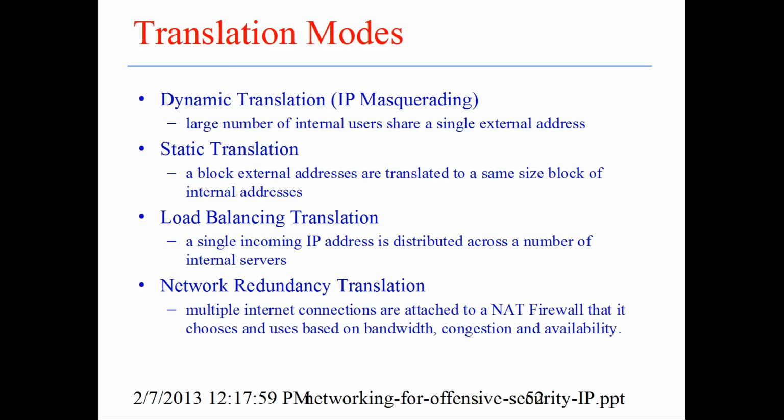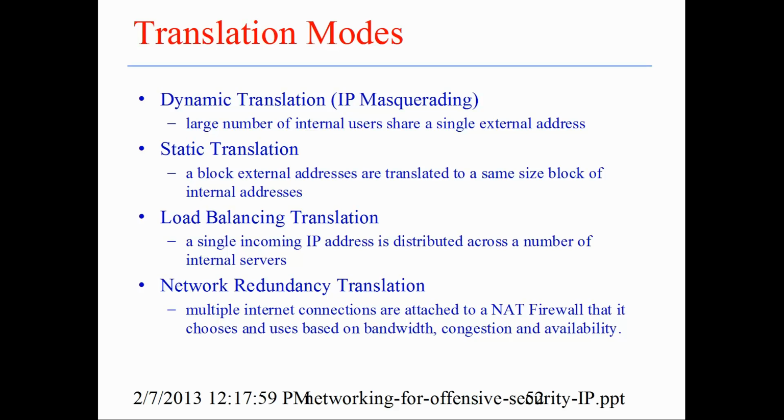Then there's static translation, which offers no protection or security for the internal users of a network. It simply statically maps one-to-one external addresses to a same-size block of internal addresses, making anyone inside the NAT directly addressable and reachable by outside users. Dynamic translation, however, makes it exceptionally difficult for external users to directly touch internal users, if not completely impossible.